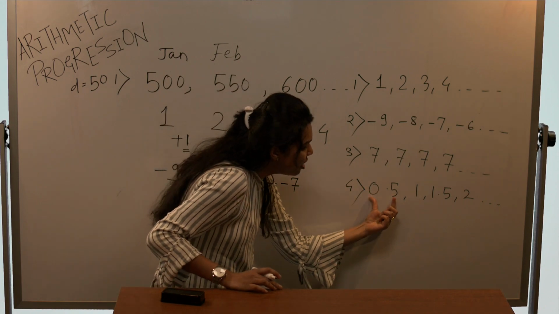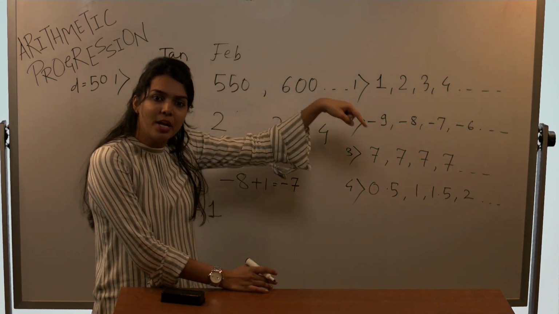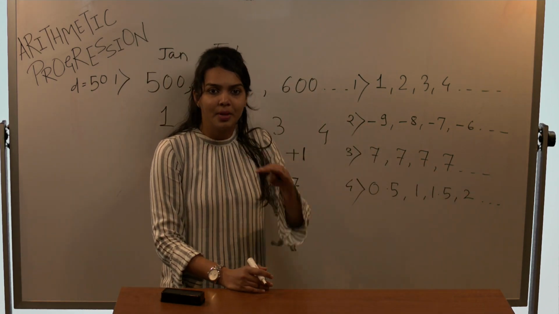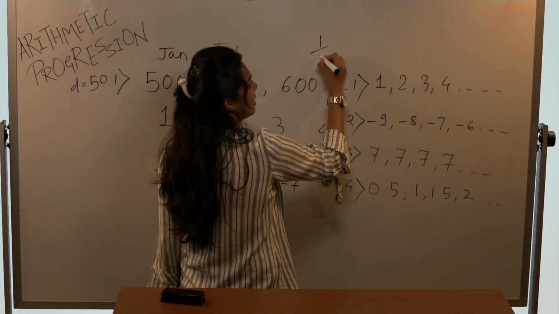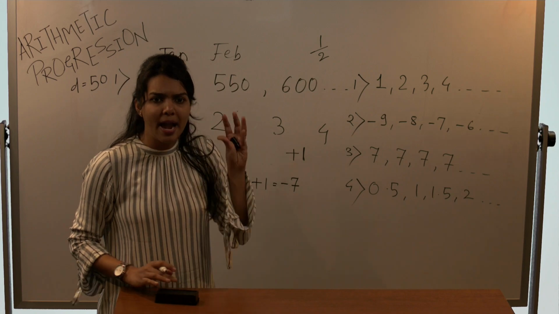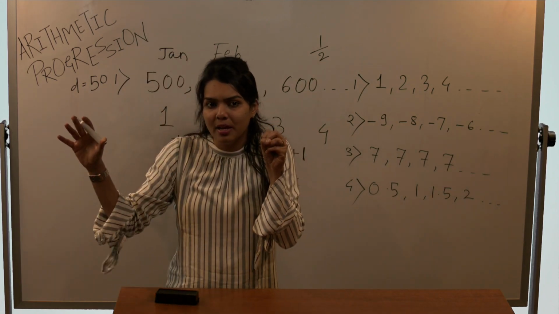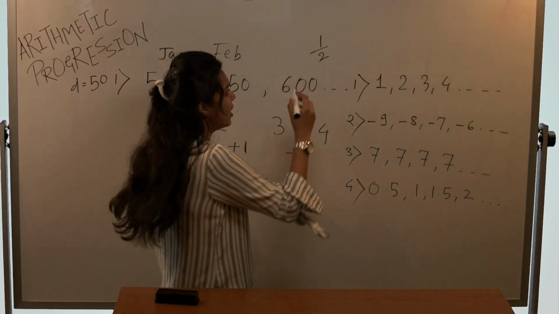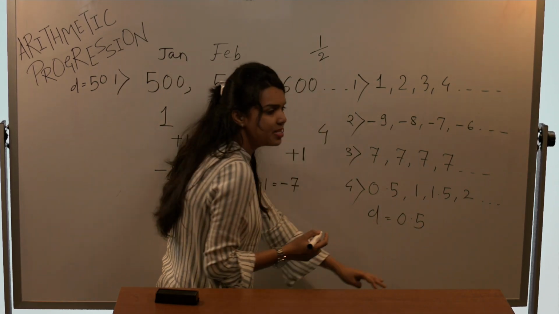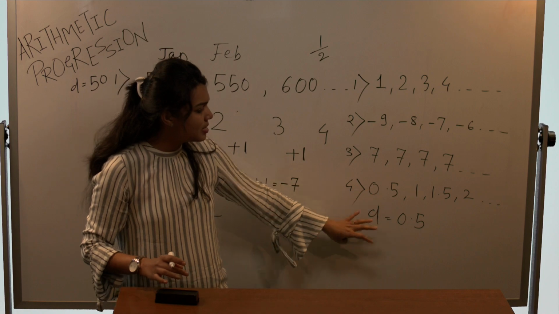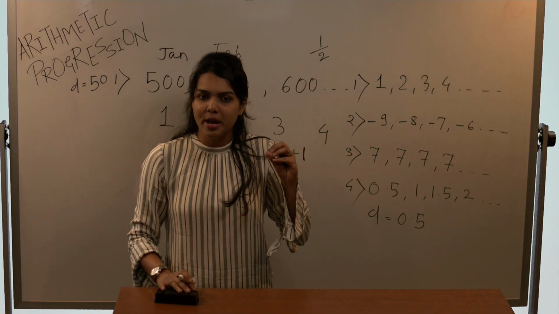Now 0.5. What should be added to 0.5 to get 1? 0.5 is nothing but half. What should be added to half to get 1? Half plus half is 1. So the difference will be 0.5. So in this case, the difference is 0.5.